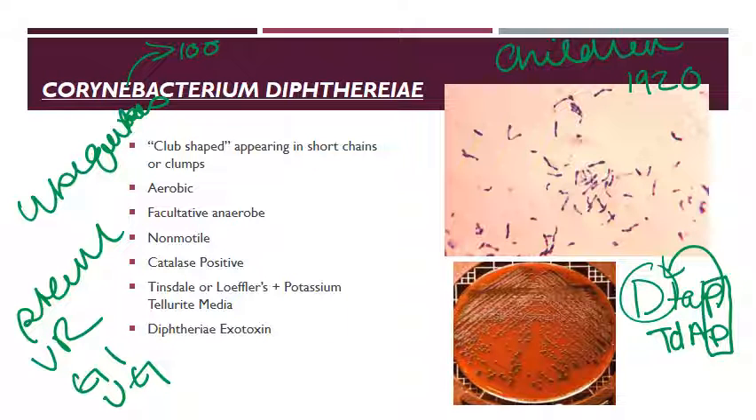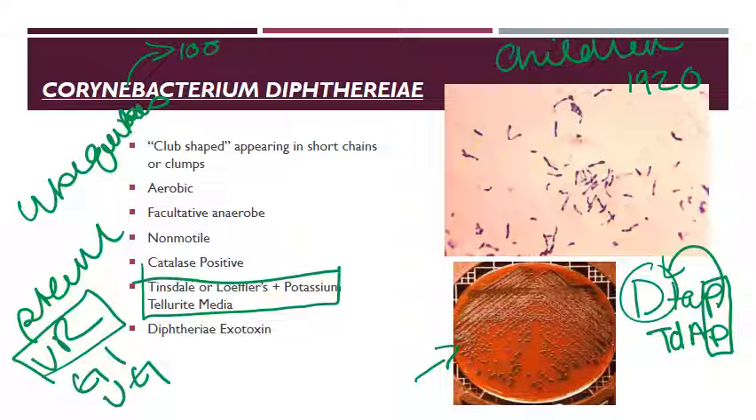So what does it look like? Well, after an overnight incubation, if you're looking at this diagnostically, you'll see large colonies on blood agar, but a more selective and differential media is actually recommended. So in that case, you're going to use something like Tinsdale or Loeffler's plus potassium tellurite media. Why? Well, because when we're culturing this, we're actually going to culture it most often from the upper respiratory tract.